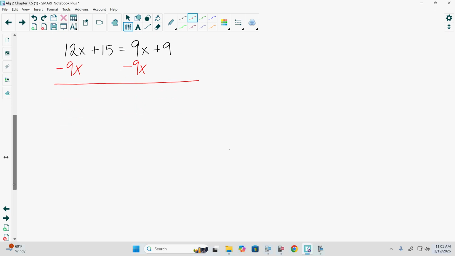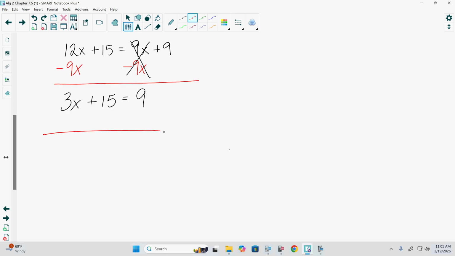Because when we subtract 9x from both sides, 12x minus 9x is 3x plus 15 equals our 9x minus 9x simplified to 0. They cancel each other out, leaving us with 9. Now again, the goal is to get x by itself. And we always want to do addition and subtraction first before we do multiplication and division to move terms from one side to the other.